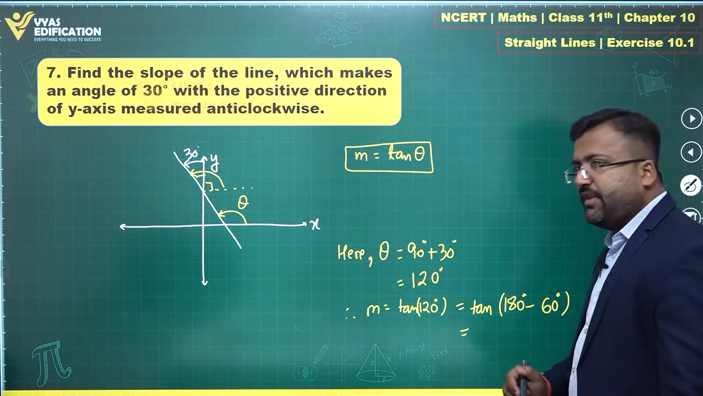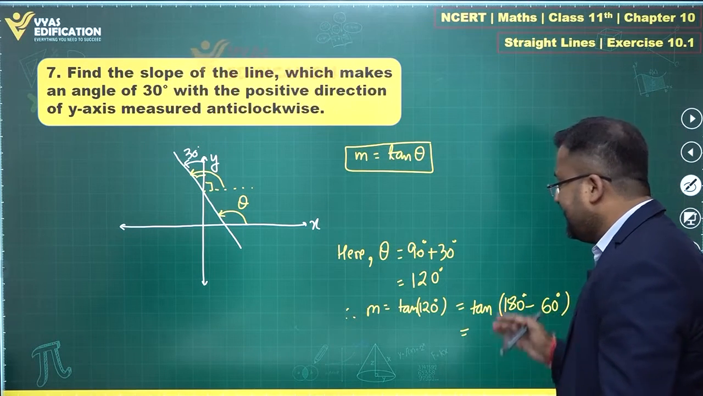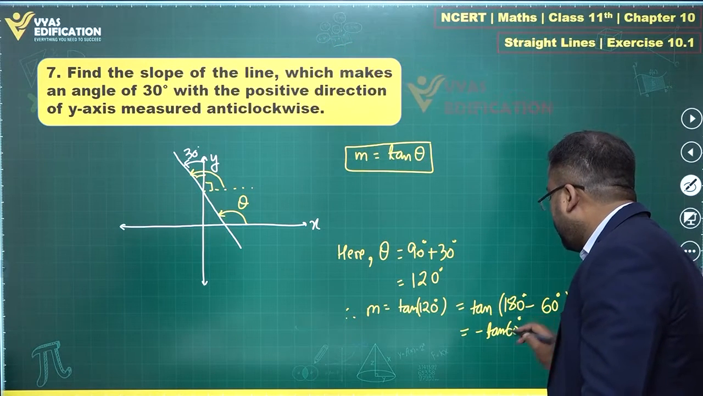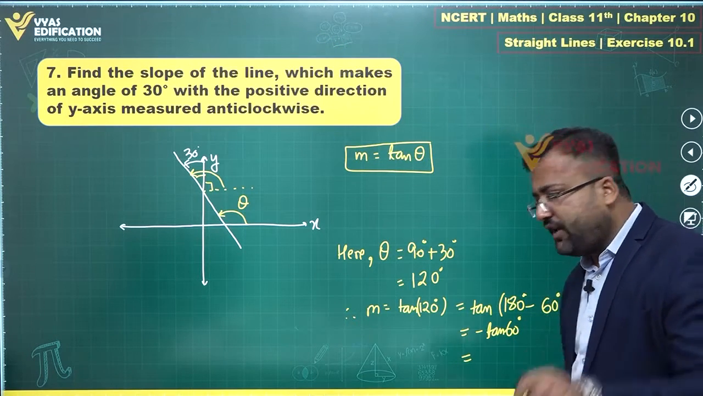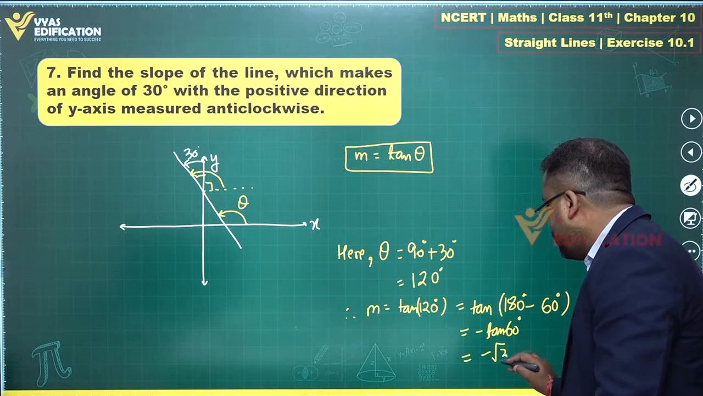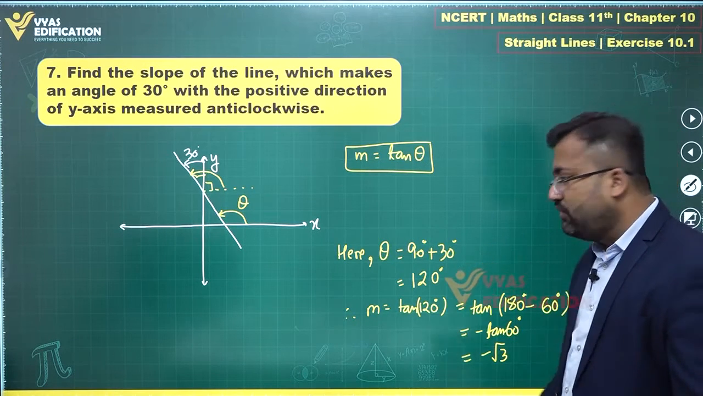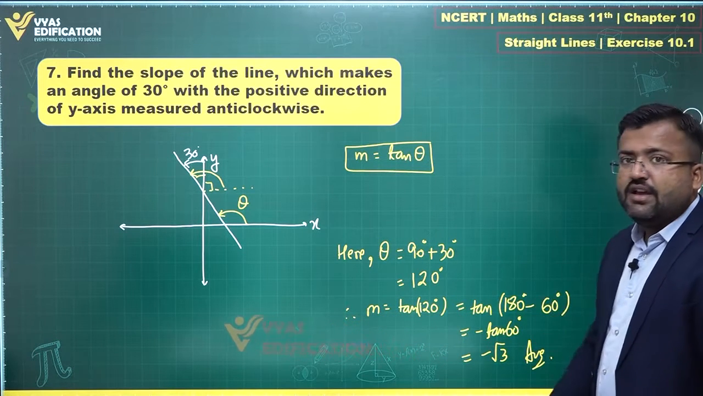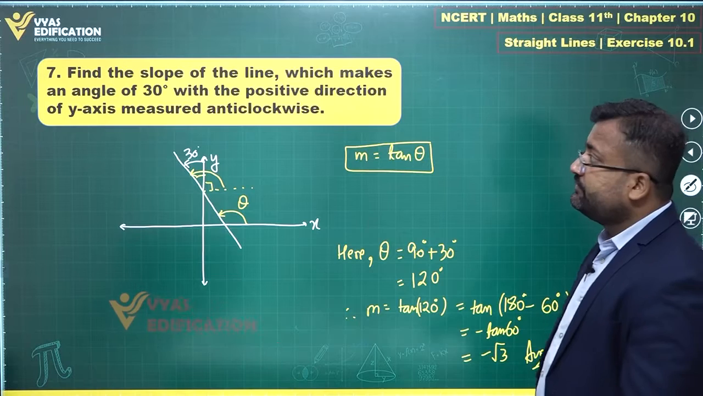Now tan of 180 minus 60 is in the second quadrant. This becomes minus of tan 60 degrees, and tan 60 degrees is something you are well aware of. This is equal to root 3. So the overall slope becomes minus root 3. And yes, that is the answer for this question. That's the complete solution for this question.